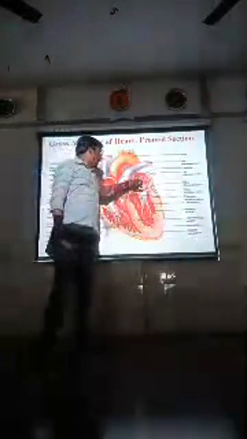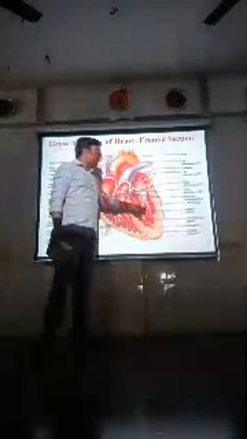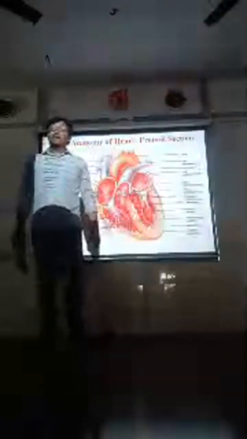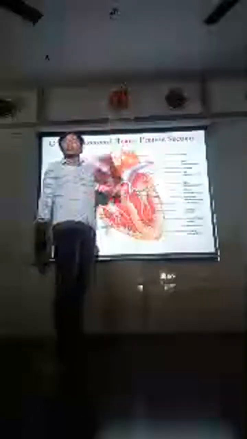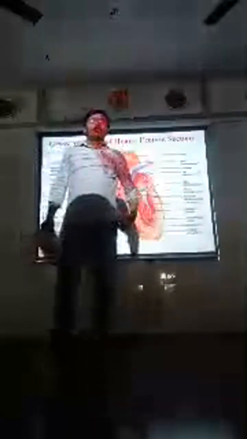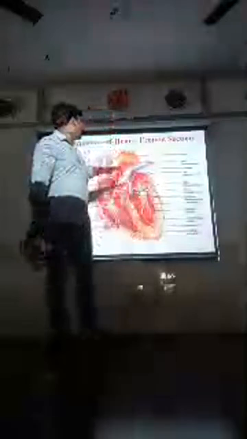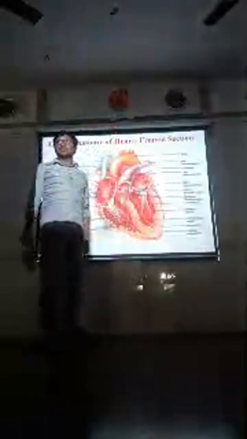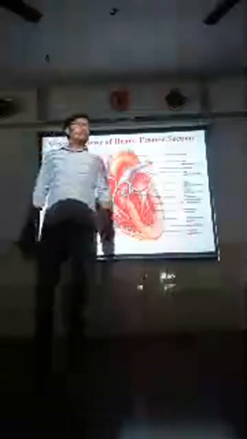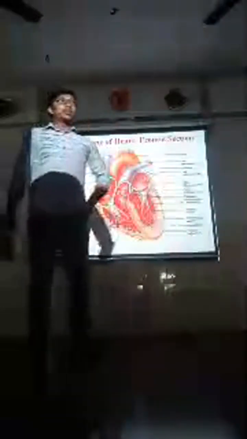Now, from the left atrium, where is the blood going? It is going to the left ventricle. From the left ventricle, the blood is distributed to all parts of the body. Through which blood vessel? Aorta. This is called systemic circulation. Did you get my point? Yes, sir.